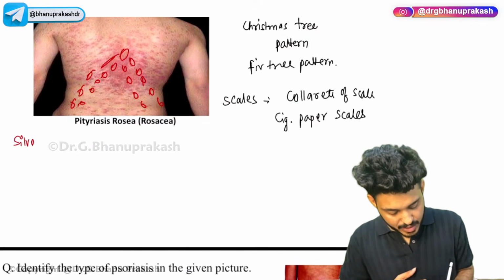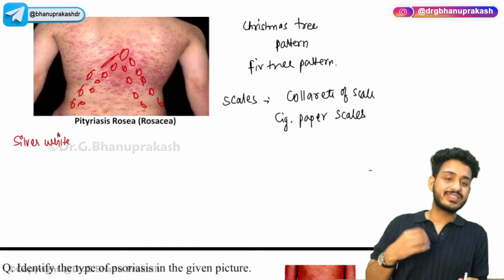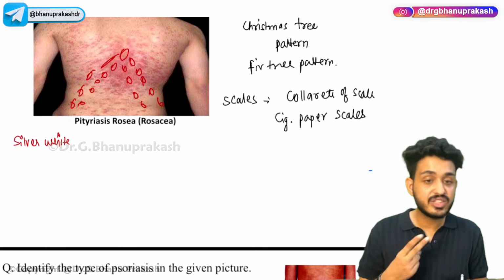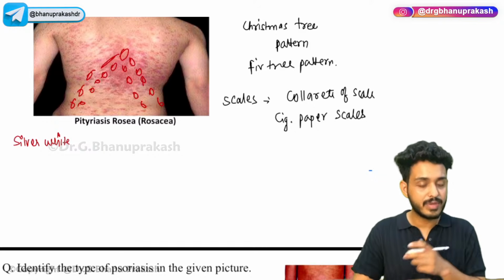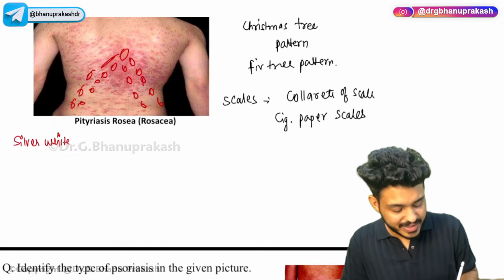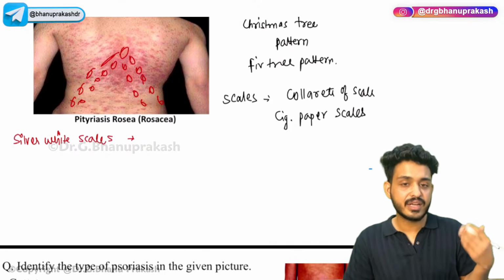We are having silver white scale. You understand the meaning of scaling now. Scaling is a type of secondary lesion, right? There will be desquamation of stratum corneum. Stratum corneum will be lost. So silver white scales are a feature of which disease? Try to answer. Silver white scales are seen in which disease?